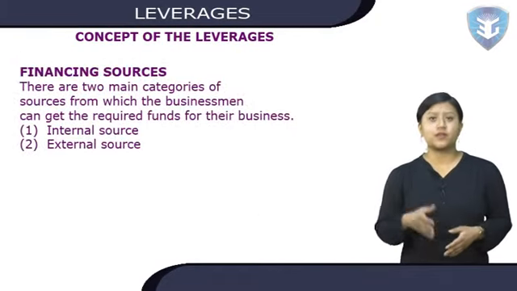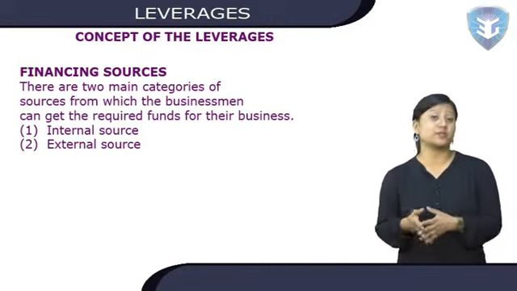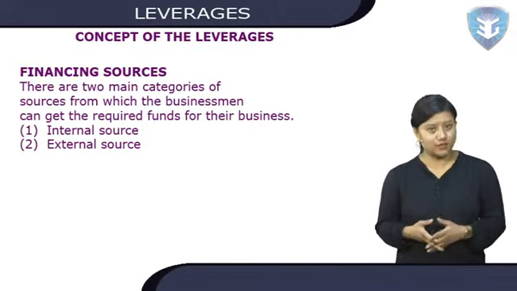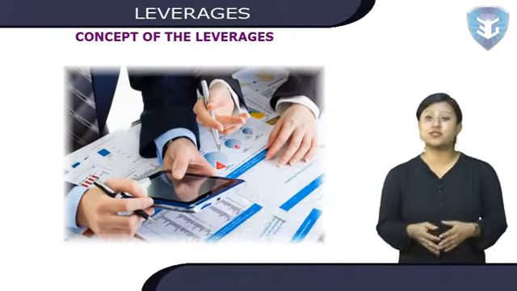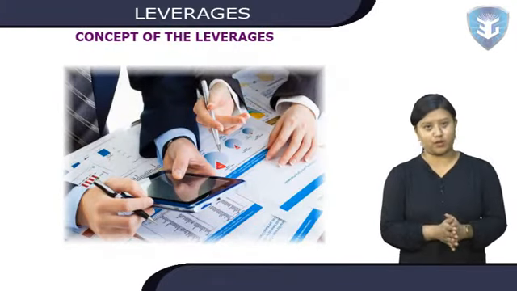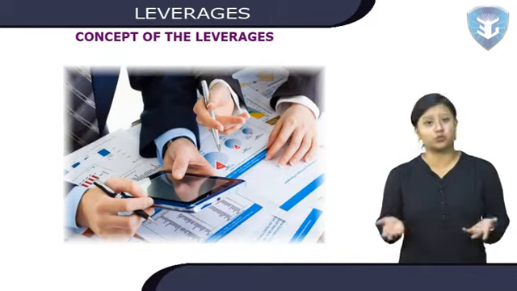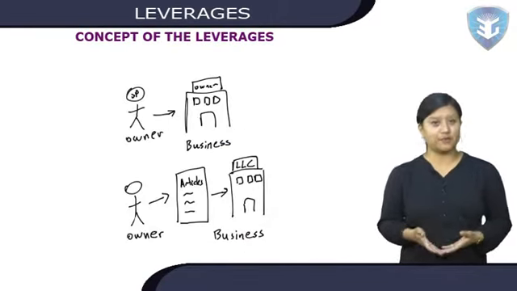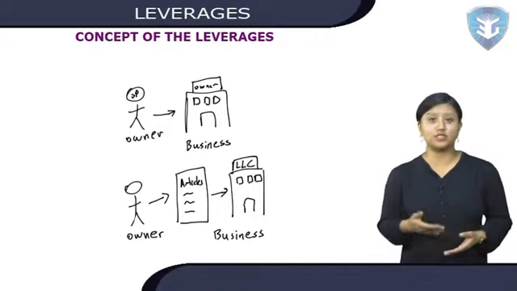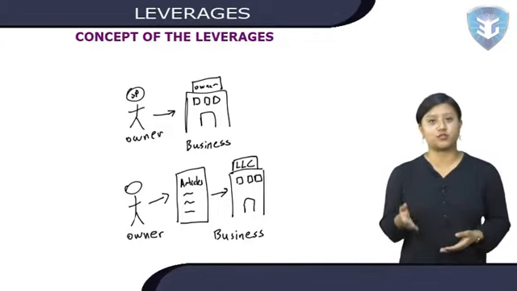Financing sources. There are two main categories of sources from which the businessman can get the required funds for the business: internal source and external source. We know that to start a business, the businessman either invests his own money or borrows from outsiders or uses both the sources. When the businessman invests his own money, called owner's capital, and retains a part of the profits earned in the business, it constitutes the internal sources of finance.